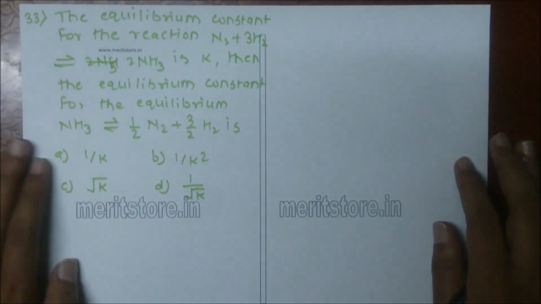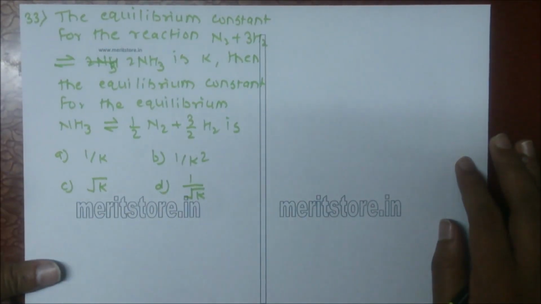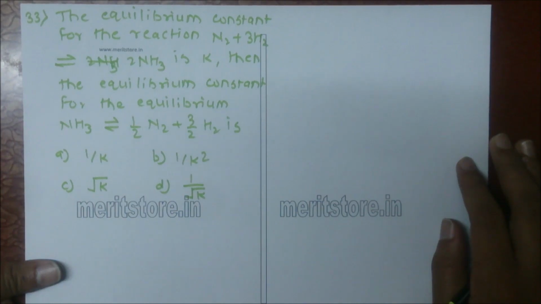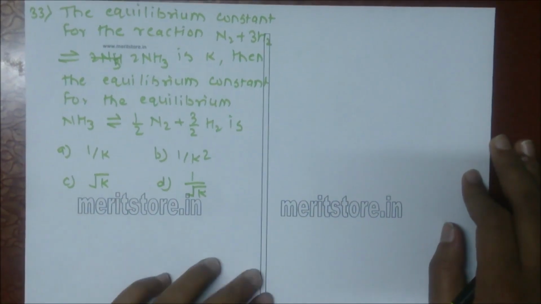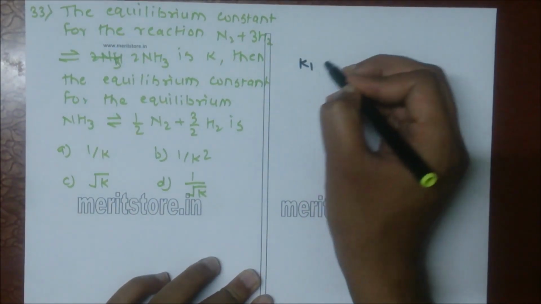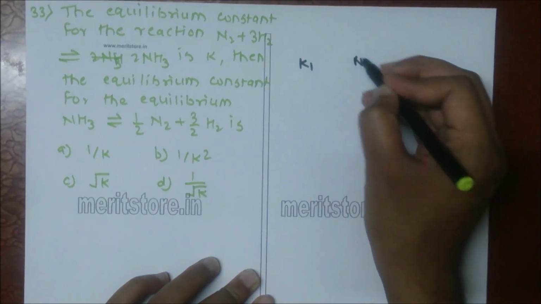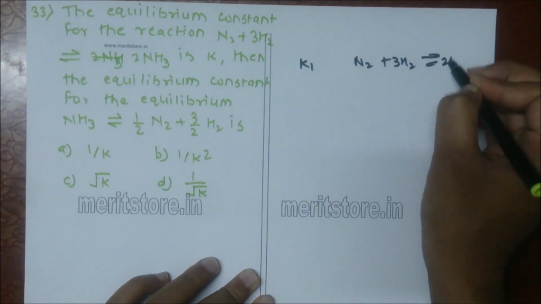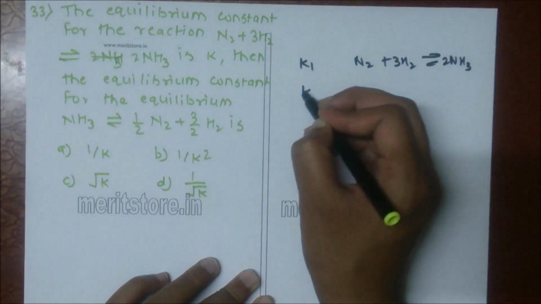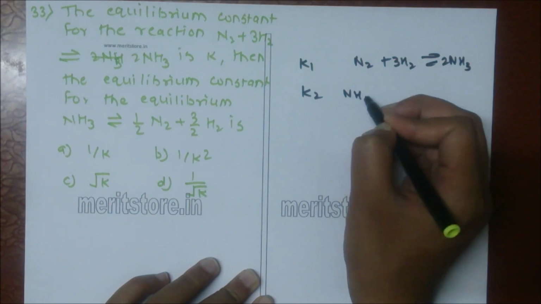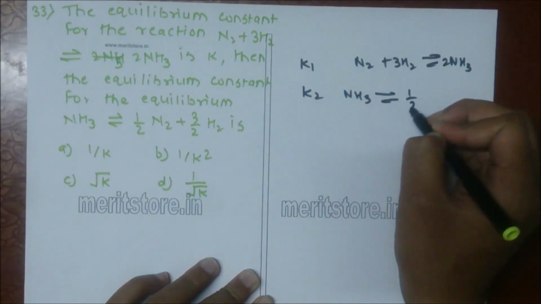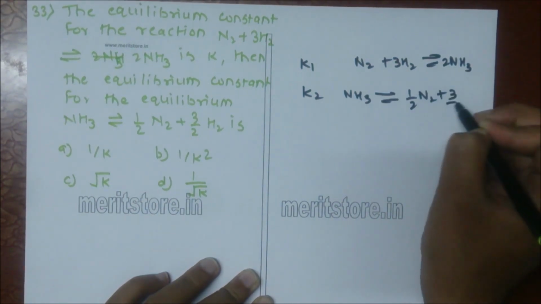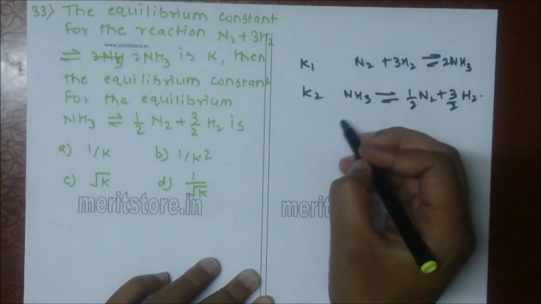Next question is, the equilibrium constant for the reaction N2 plus 3H2 giving 2 ammonia is K. The equilibrium constant for the reaction of ammonia giving half N2 plus 3/2 H2 is... So in this reaction, K1 is for the reaction N2 plus 3H2 giving 2 moles of ammonia, and K2 is for ammonia dissociation into half nitrogen plus 3/2 times H2.